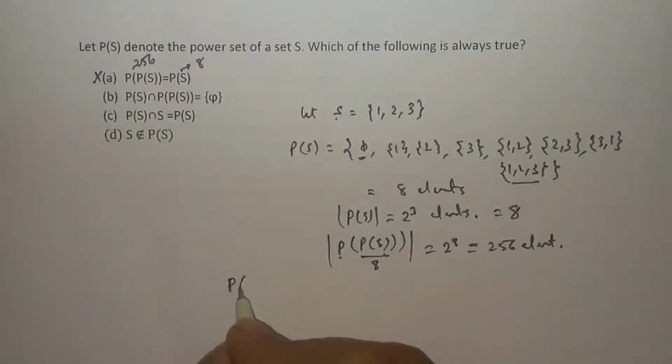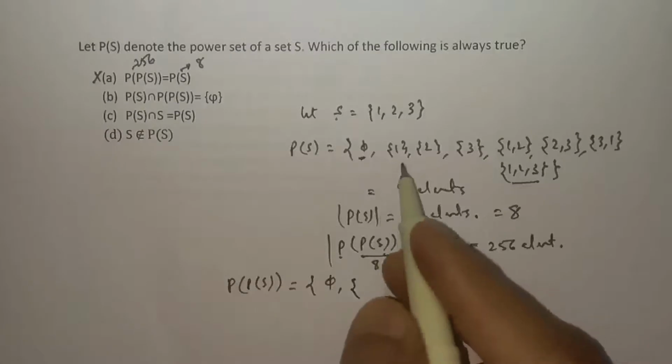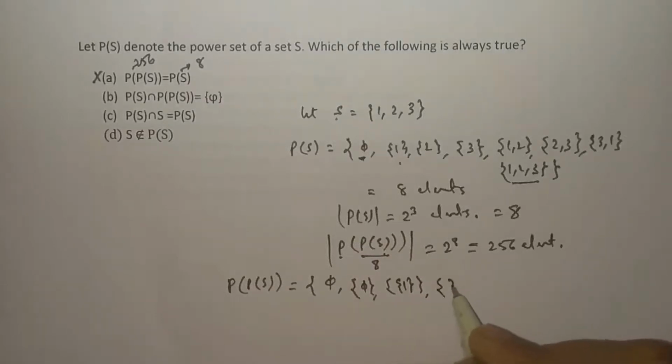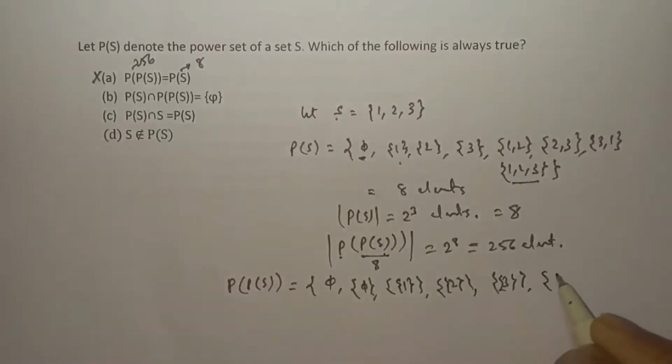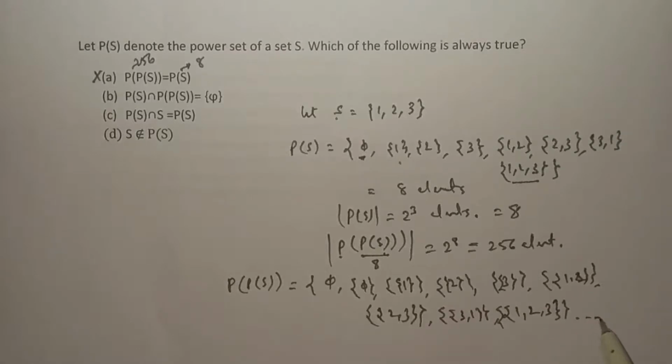See, try to evaluate the power set of the power set of S. If you calculate, we will start with the empty set, that is phi. Then the first element, second element, third element, fourth element, fifth element, and so on up to the eighth element, and so on. As many as 256 elements will have to be written, which would be very long.